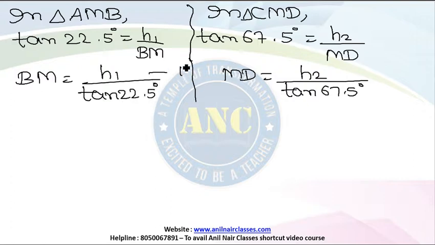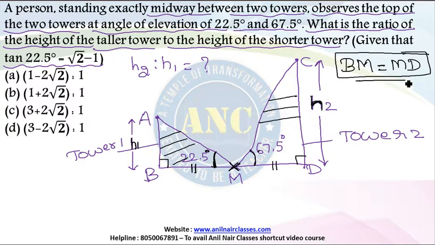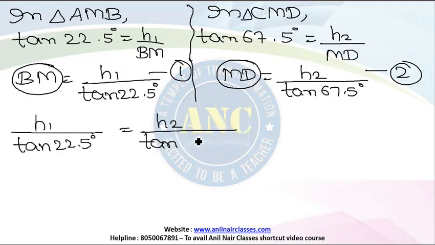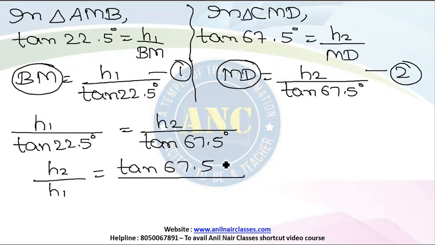Why did I write like this? This is equation 1, this is equation 2. The left hand side of equation 1 is BM, the left hand side of equation 2 is MD, but BM is equal to MD. Because the left hand sides of both equations are the same, equate the right hand sides. So H1 divided by tan 22.5 degrees is equal to H2 divided by tan 67.5 degrees. They are asking you the ratio of H2 divided by H1. It is tan 67.5 degrees divided by tan 22.5 degrees. I hope you are able to understand the logic. Tan 67.5 is tan of 90 minus 22.5.